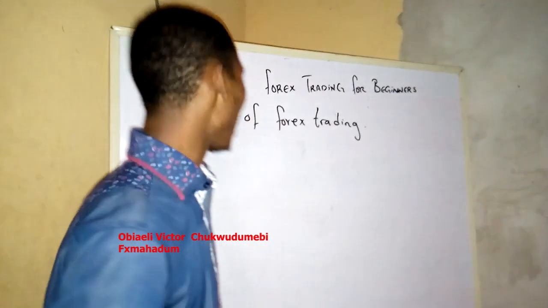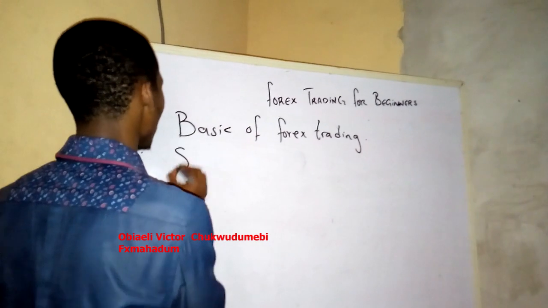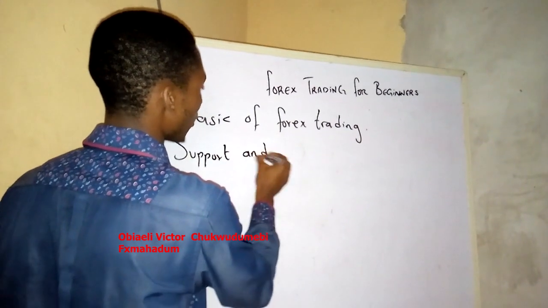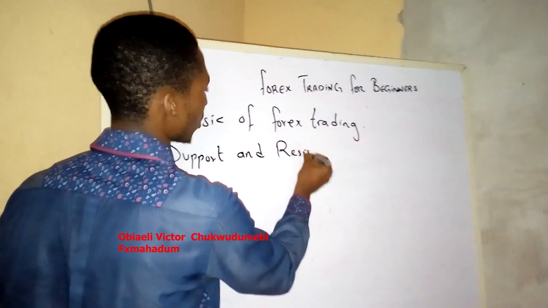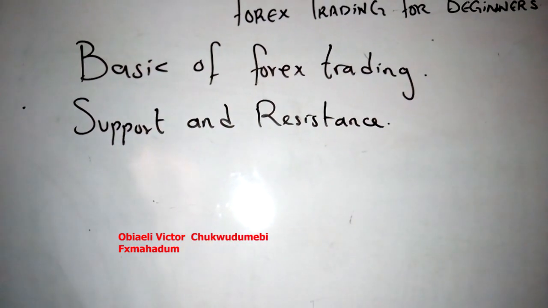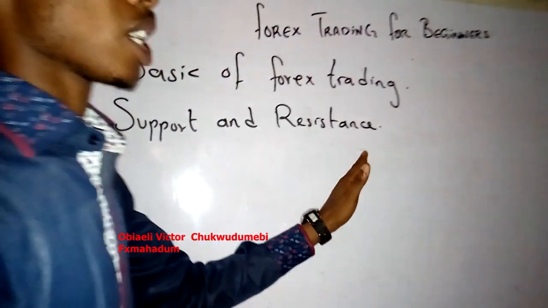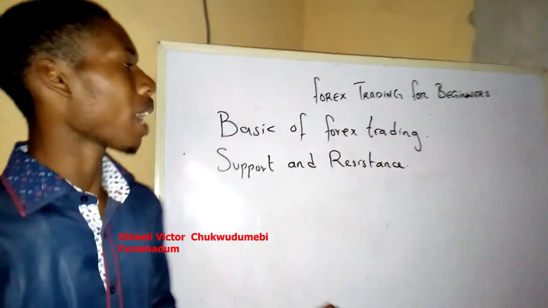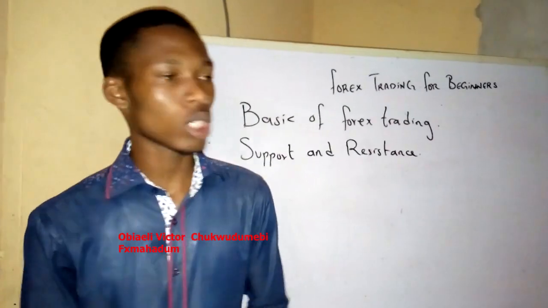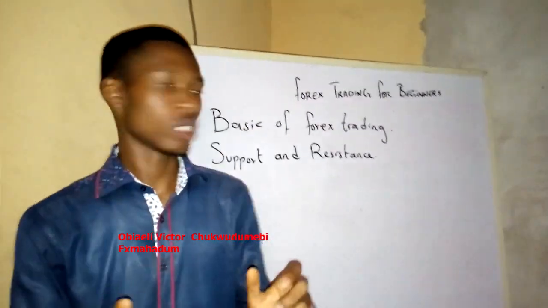The first thing here is what? Support and resistance. So many people call it supply and demand. They call it accumulation zone and distribution zone. But don't let this get you confused.